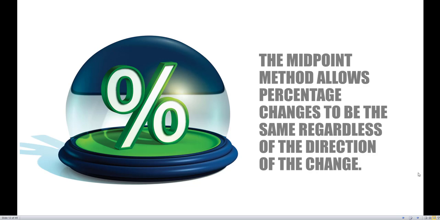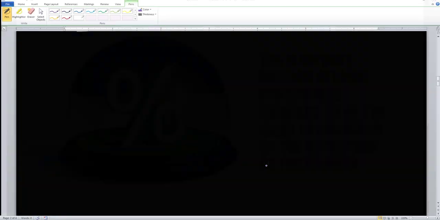So in order to get around this issue, we go ahead and use the midpoint method, which allows us to get the price elasticity of demand, and it doesn't matter where we're going or where we're coming from. If we go from point A to point B, if we go from point B to point A, if we use the midpoint method, we will always get the same percentage. So let's go ahead and see the midpoint method in action and see exactly how we formulate it.